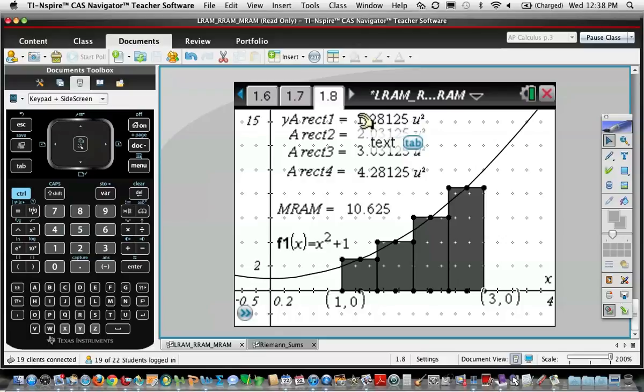Now, this one looks pretty good, right? I mean, you can see these different approximations. This one is 10.6. I don't think it says the exact area here, but that one's probably relatively close.